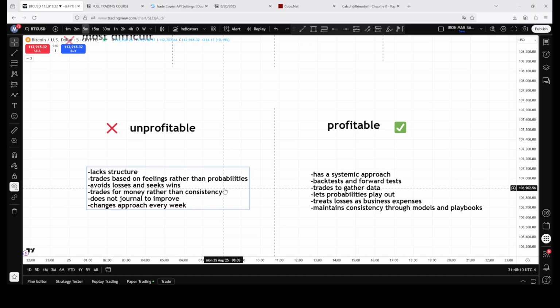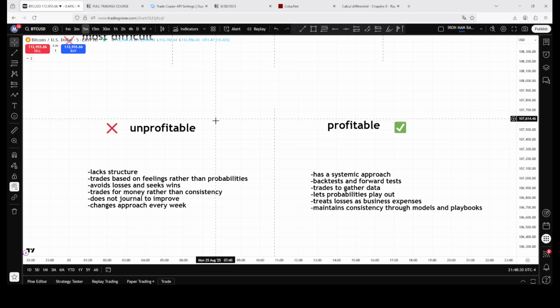And they avoid losses in sequence. What does it mean? It means that they want to win at all prices. You may think that this is a good idea, whatever, Kaizen mentality, whatever, but it's not, because avoiding losses is actually the thing that makes you lose. It's called Murphy's Law. You attract what you're trying to avoid.